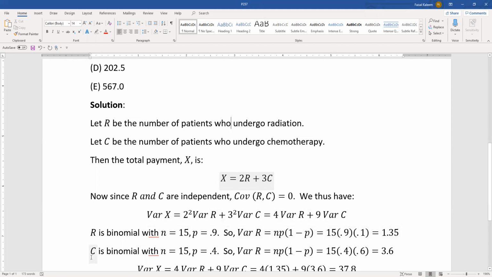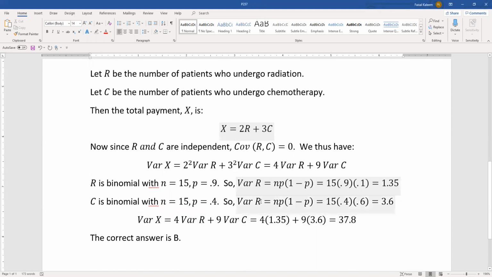Similarly, C is also binomial with N 15 and P 0.4. And the variance of C is NP times 1 minus P, 15 times 0.4 times 0.6, that's 3.6. So now we have the information to use this equation. So variance of X is 4 variance R plus 9 variance C equals 4 times 1.35 plus 9 times 3.6 equals 37.8. That was choice B.